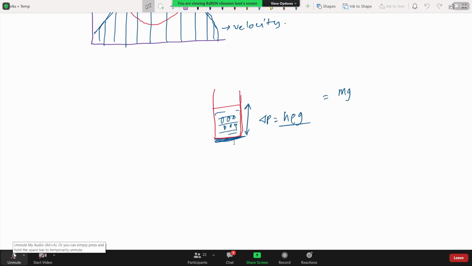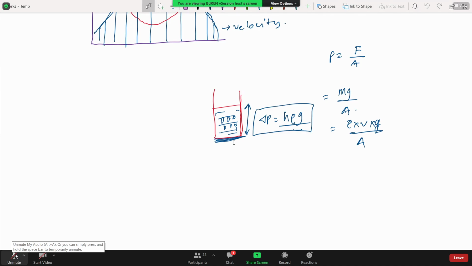Mg, the weight of this liquid, and pressure is what? Force. Pressure is force per unit area, right? Mg divided by area. So m is what? Density into volume. Density into volume into g divided by area. I'm showing the derivation for those of you who couldn't tell me why pressure equals h rho g.